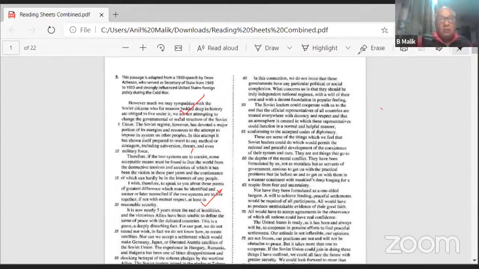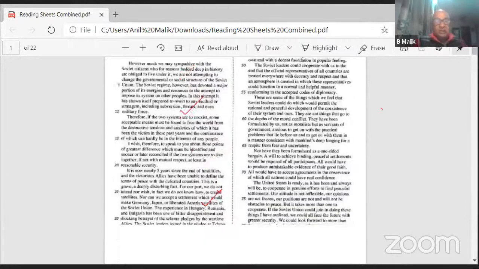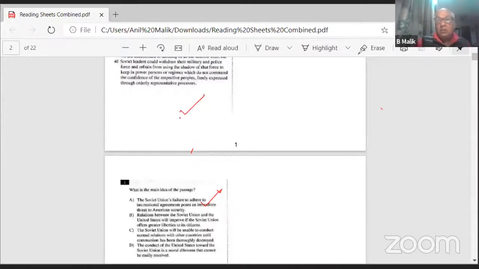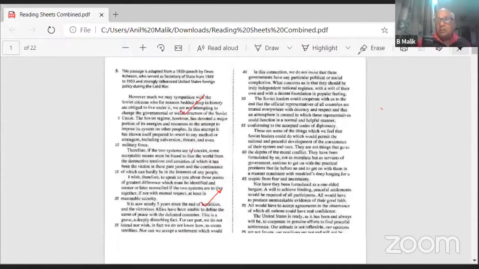For example, when I read this passage, I'm reading after line 10. Just give me a second. Give me a second. Right.